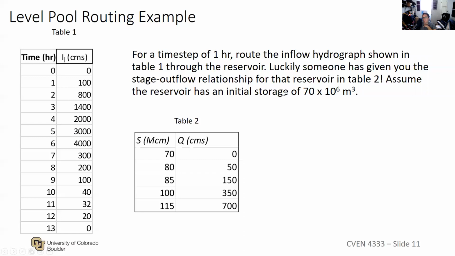So you know that the reservoir has an initial storage of 70 million cubic meters. Now, conveniently, 70 million cubic meters ends up being a flow of 0. However, do not always assume that the initial flow is 0. You could have been given, say, that the initial storage is 100, which means that the reservoir is already releasing water before the flood wave even comes in, okay?